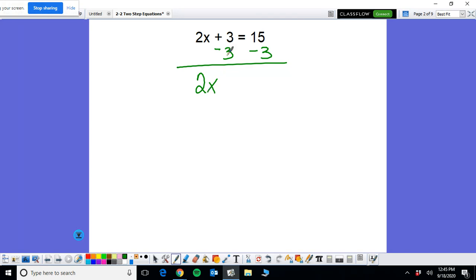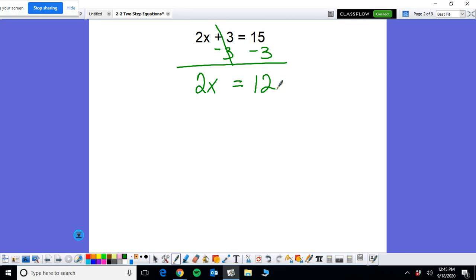The 3 minus 3 becomes a 0. I want to make sure I see a slash, a sideways slash, or some way that you're showing me that that's gone. That's a 0. The equals, we didn't touch it. 15 minus 3 is simply 12. And now it's a very basic one-step equation.